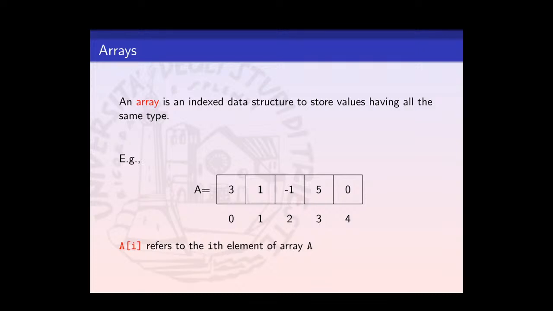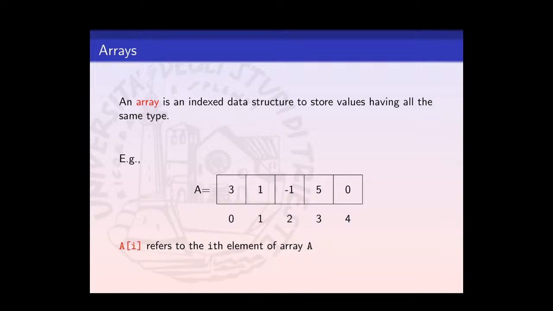So an array is an indexed data structure to store uniform values having all the same type. So for instance, in this case, you can see on the slides an array storing 5 integer numbers. The first integer number is stored at position 0, and it's 3. The second integer number is stored at position 1, and it is 1. The third is -1, and it's in position 2, and so on and so forth.